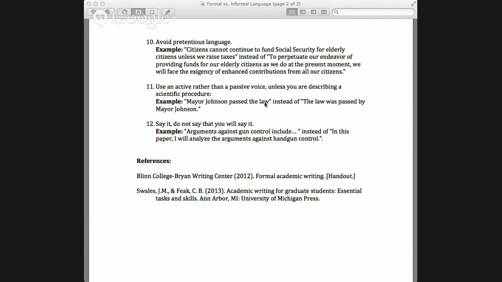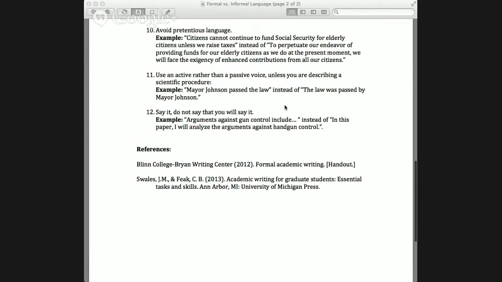What this basically means is that Mayor Johnson, who is the subject, is doing the action, okay, which is the verb. So Mayor Johnson is passing the law in this sentence. The passive voice, right, is here represented in was passed, okay? And so the person doing the passing, right, is coming after the verb here.